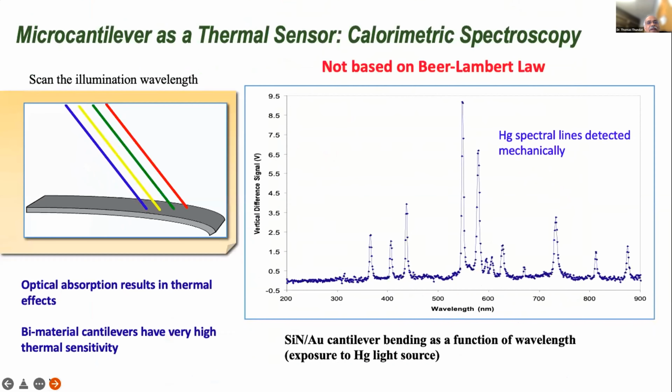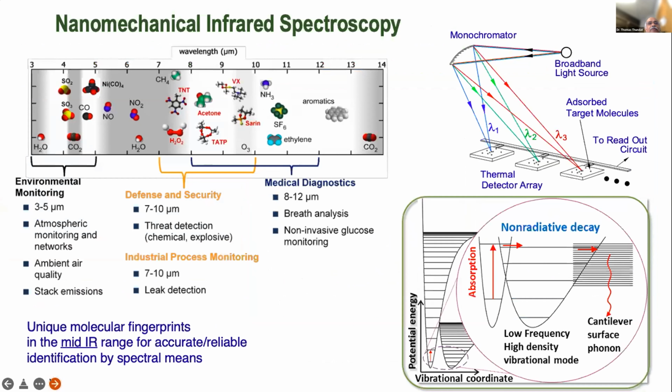So we can take this thermal sensor and expose it to different wavelengths, as shown here. This is the cantilever bending when we expose the cantilever to 200 to, say, 900 nanometers of light from a mercury light source. You can see all the mercury lines as a bending in the cantilever, because the more photons come in, the more heat is produced on the cantilever.